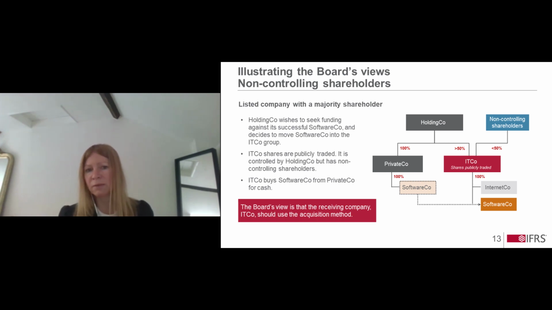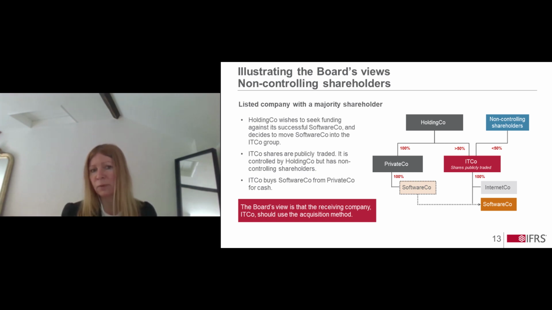So let's consider the following example. Holding company controls several private and publicly traded companies. Software Co., its wholly owned, privately held subsidiary, is a successful business that has created valuable software. Holding company wishes to raise capital and decides to move Software Co. from private co to publicly traded IT Co. So IT Co buys Software Co for cash at fair value.